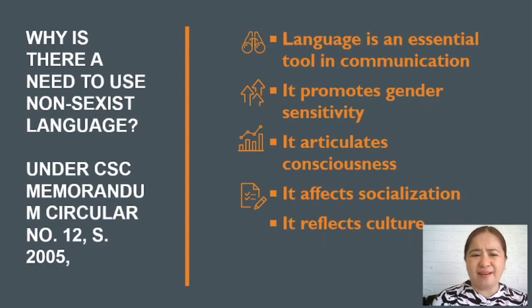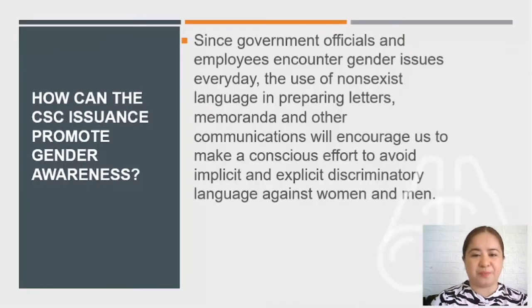So why is there a need to use non-sexist language? Well, first, language is an essential tool in communication, and it promotes gender sensitivity, it articulates consciousness, it affects socialization, and also it reflects culture.